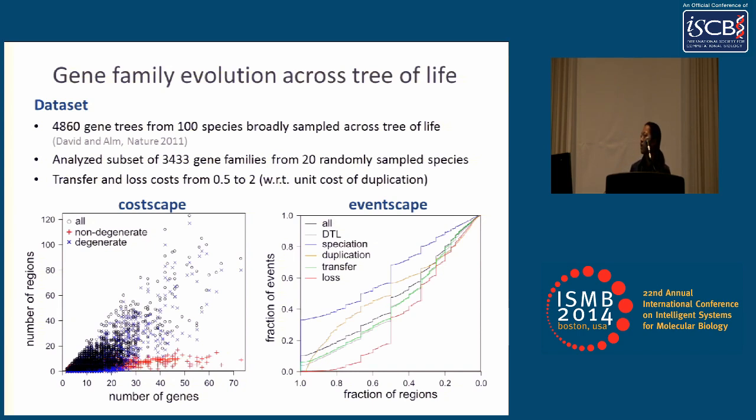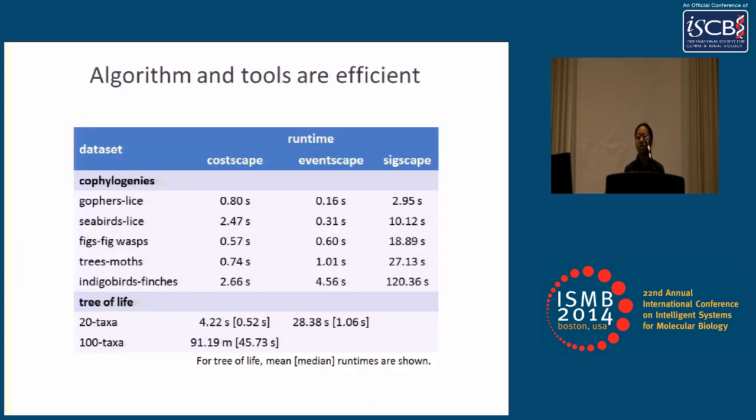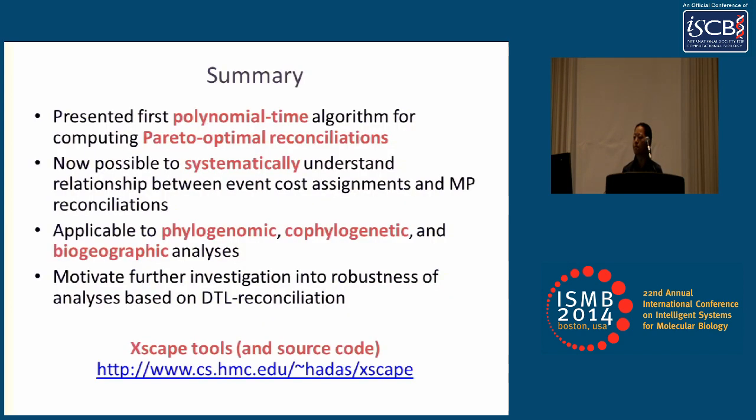Within eventscape, we see similar results as before. So speciations are very robust, but the other events are not so much. I also want to mention that the algorithms and tools are highly efficient. So here they run on the order of seconds, and here I've shown mean and median runtime. The mean runtime sometimes is kind of high because we have these large gene families, but you can see the median runtime is on the order of seconds again.